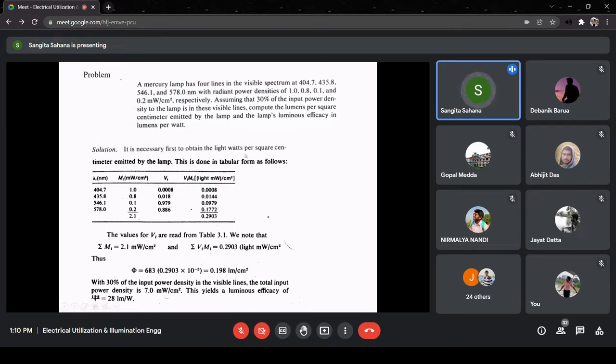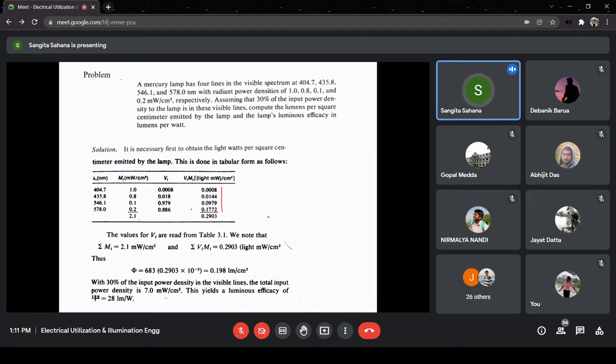So what we have to calculate, we have to calculate the total output, right? So this is the given wavelength, this is the given radiant power, this is the sensitivity function. So from there we can calculate how much we can see out of the total radiant power. So you multiply these, then we will get these values, V lambda, M lambda. These 4 values.